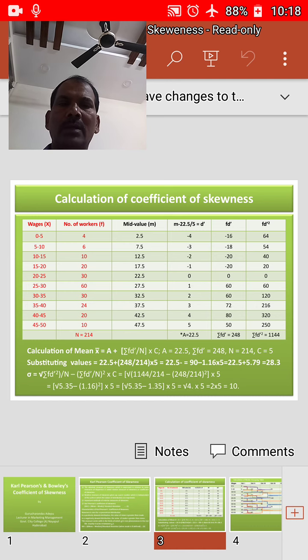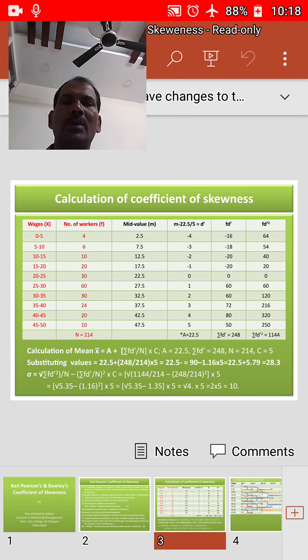And now we also require f into d square. First we need to find the d square. D square means minus 4 into minus 4, plus 16. Minus 3 into minus 3, that is plus 9. Minus 2 into minus 2, 4. Minus 1 into minus 1, 1. Plus 0. 1 into 1, 1. 2 into 2, 4. 3 into 3, 9. 4 into 4, 16. 5 into 5, 25. These are the d square values. If we multiply these values with the corresponding frequencies, we will get fd dash square.